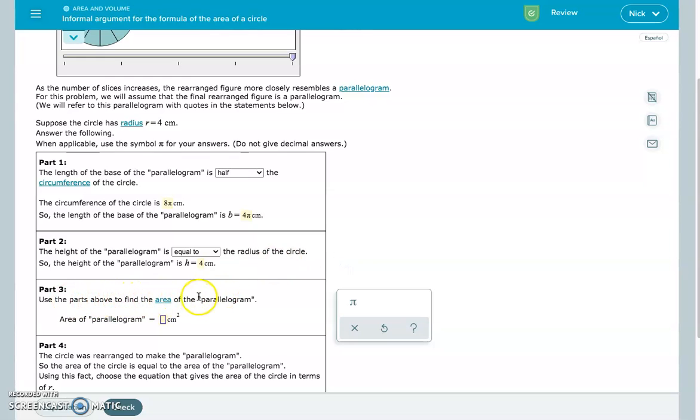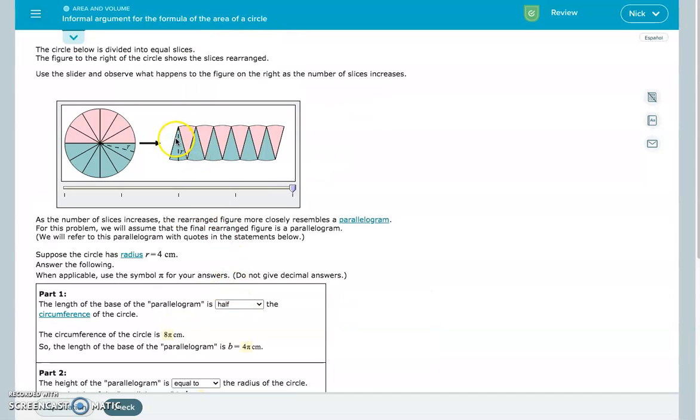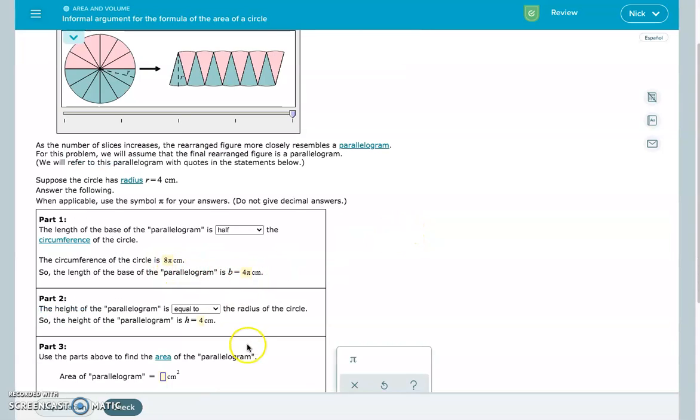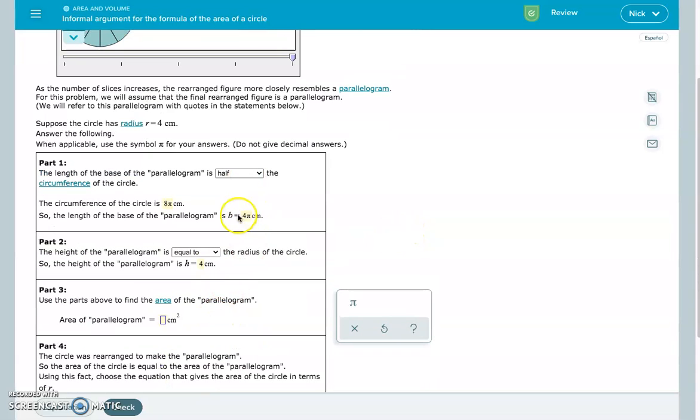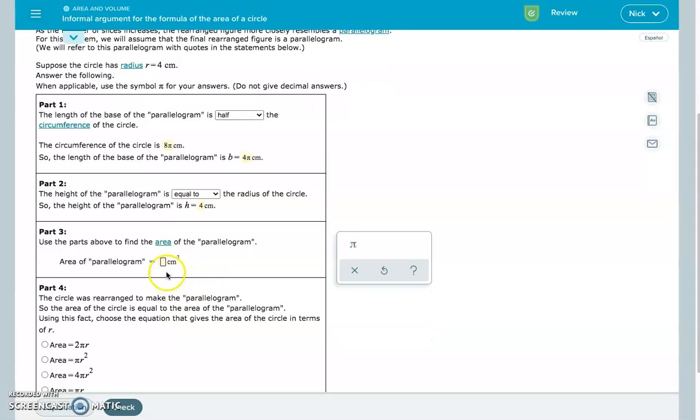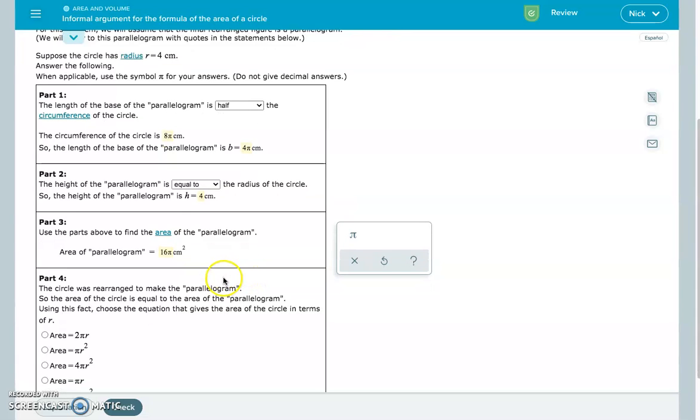Use the parts above to find the area of our parallelogram. Parallelograms work very similarly to rectangles. So we want our base times our height. In this case, our base is 4 pi. Our height is 4, so when I multiply those together, I get 16 pi. Cool. All right.